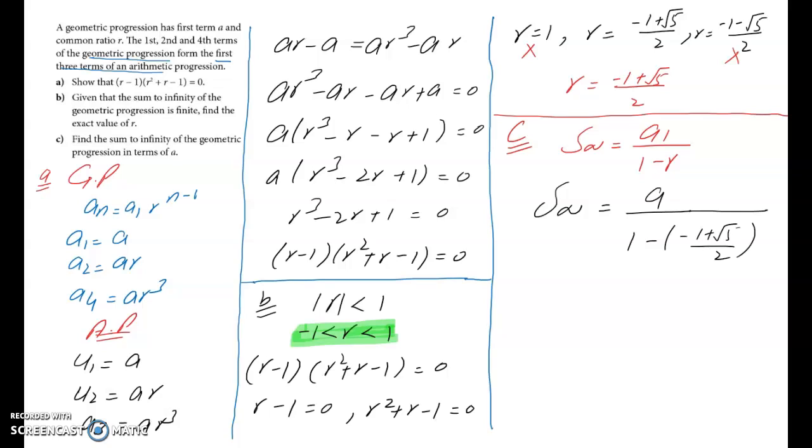And then from here, if we simplify this, this will be a over (2 + 1 - √5)/2. And then if we further simplify, this is 2a over (3 - √5). Since you remember, the third fraction will go to the first fraction, and this will become 2a over (3 - √5).